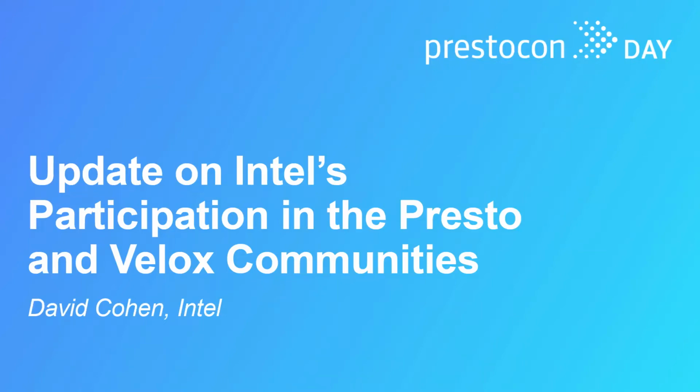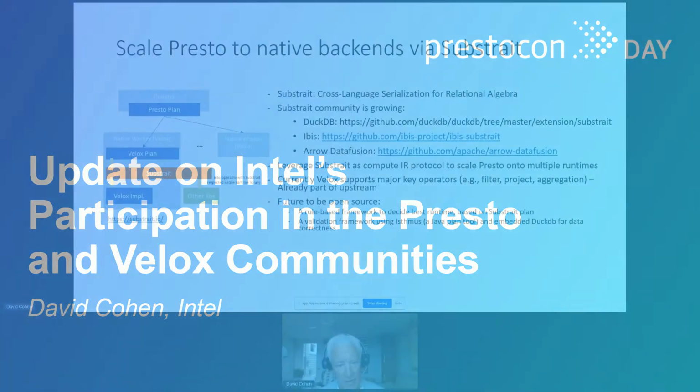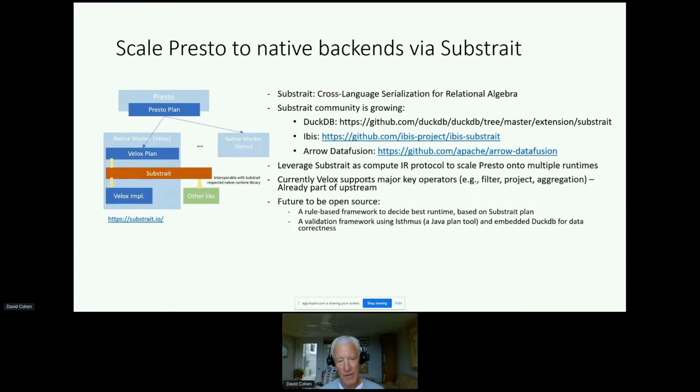I'm Dave Cohen. I work in the data center and artificial intelligence group at Intel, and my focus is on large-scale data management problems for our cloud customers. What I'm going to talk about today is really just quickly an activity that we have underway both with Presto and Spark and Velox. This may be visible to some of you who are participating in the community. This is also a follow-on to the talk I gave last time at PrestoCon.